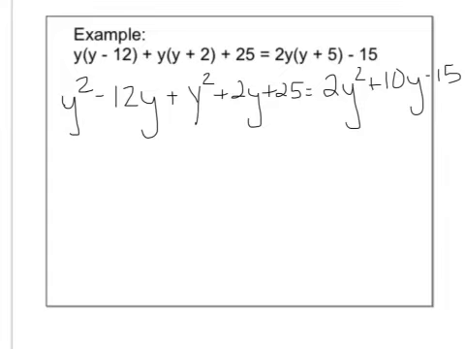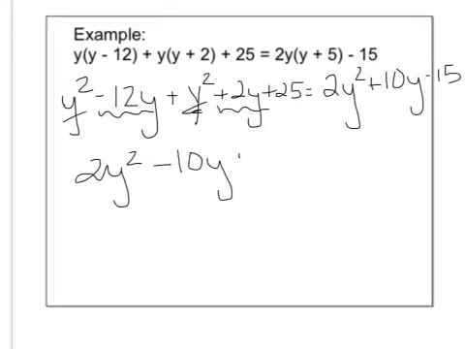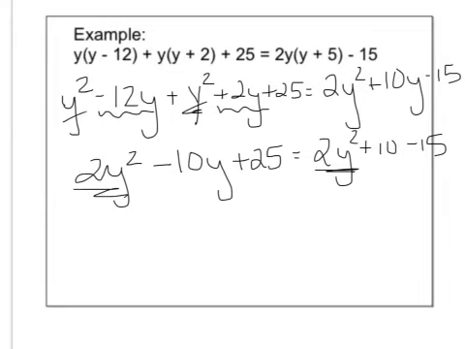Okay. I'm going to combine like terms on the left-hand side. So I got 2y squared. Then I got negative 12y and positive 2y, so that's minus 10y plus 25. Okay. And then I've got 2y squared plus 10y minus 15 on the other side. So first thing I notice is that you see how there is a 2y squared on each side? If I subtract 2y squared from 2y squared, that cancels out. Okay, so that's good. Next thing I've got to do is rewrite this problem.